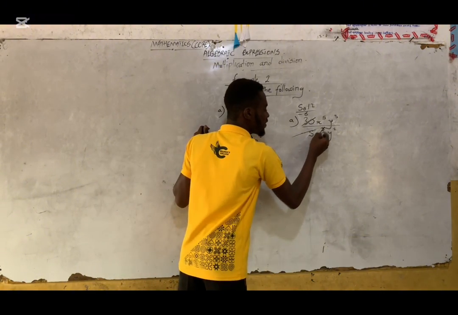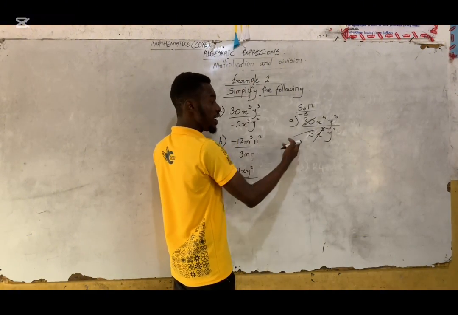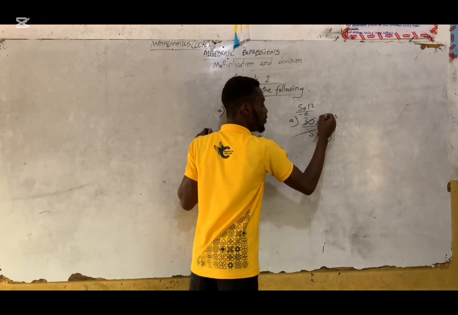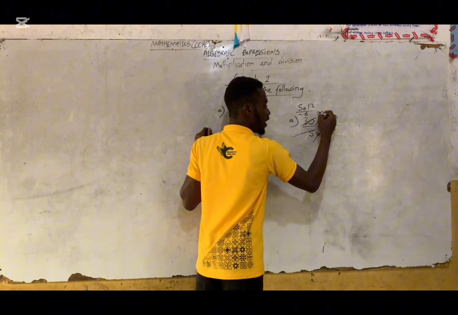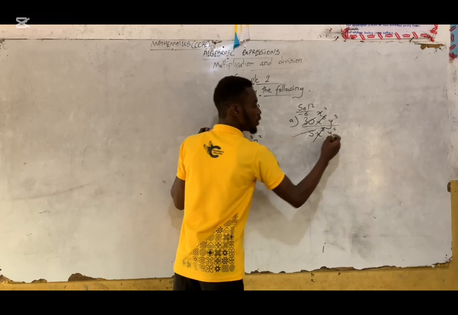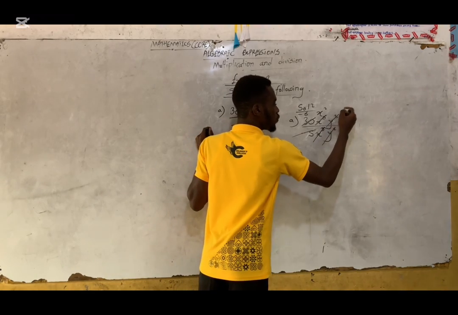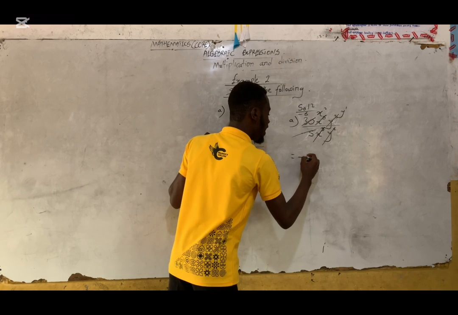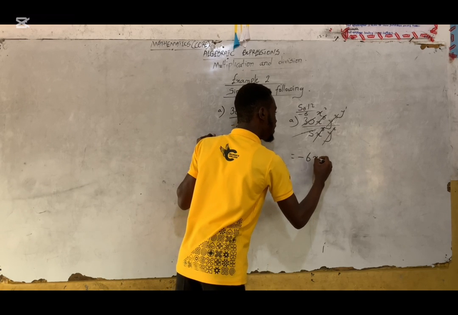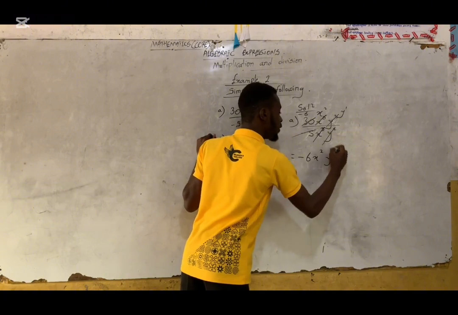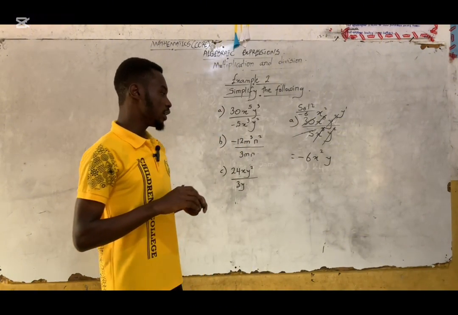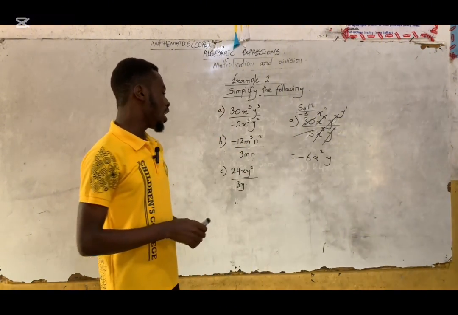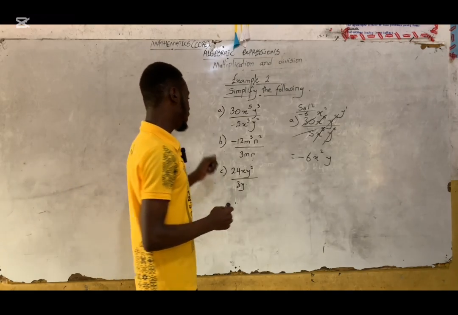Now for x, 3 of the x takes away 3 boys, so 3 boys take away 3 boys, you are left with 2 boys. Are we okay? 2 boys take away 2 boys, you are left with 1 boy. So our final answer is negative 6 x exponent 2 y exponent 1. We don't write 1. Are we okay? That is our final answer. If you had it, congratulations.